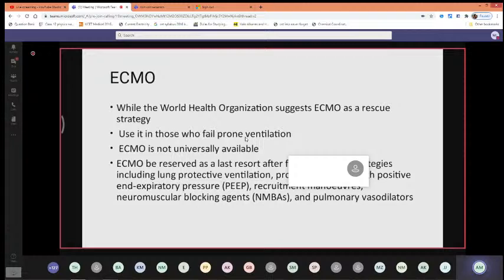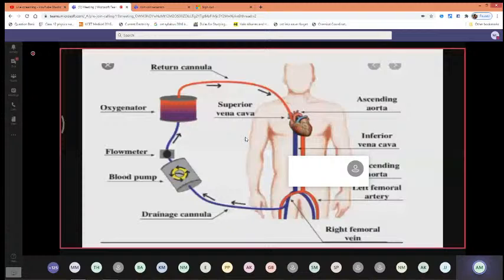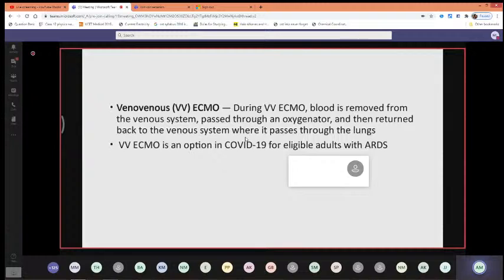Here is an example of a veno-venous ECMO, where the blood is drawn from the femoral vein. You can see the arrows there, and it goes to a pump, and then to the oxygenator, which oxygenates the blood, and it is returned to the venous system, from the femoral vein to the superior vena cava. This is what is commonly used in COVID patients or any ARDS patient. So this veno-venous ECMO is an option for COVID-19 eligible adults with ARDS.